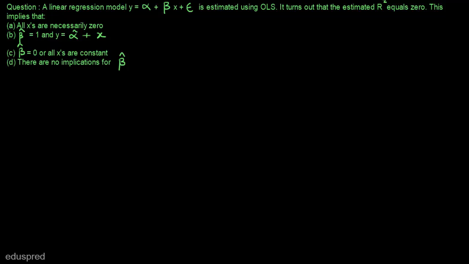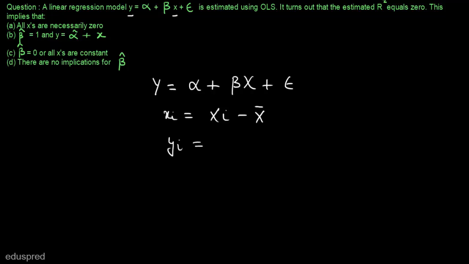Now first things first, note that it is small y here and small x here. For notational convenience, I'm replacing this with capital Y and capital X. So I'm writing that our simple linear regression model is capital Y is equal to alpha plus beta capital X plus epsilon. And note that I'm doing this just for notational convenience. And this is how I'm defining my small xi. So I'm saying my small xi is equal to xi minus x bar and my small yi is equal to yi minus y bar.